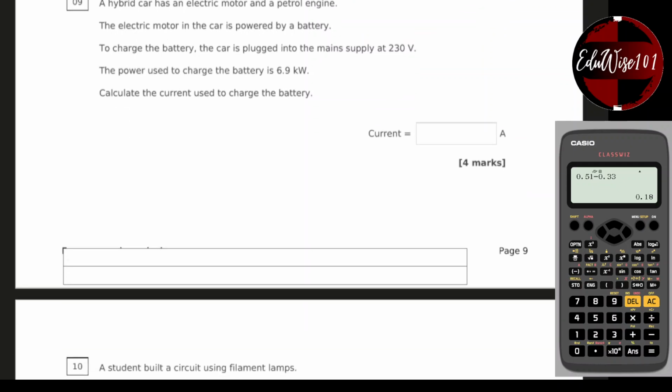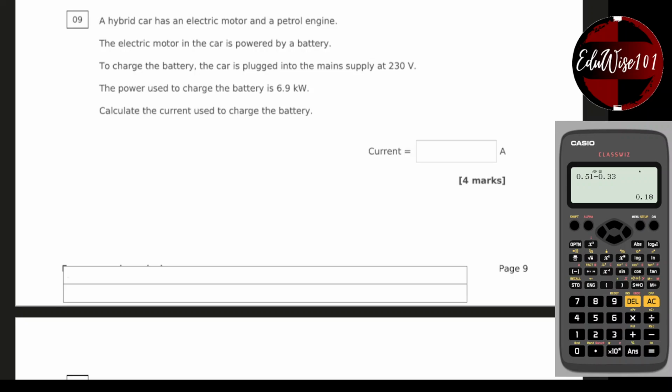Question number 9. A hybrid car has an electric motor and a petrol engine. The electric motor in the car is powered by a battery. To charge the battery, the car is plugged to the mains power supply of 230 volts. That's my potential difference. The power, which is P, used to charge the battery is 6.9 kilowatts. Calculate the current. Now 6.9 kilowatts needs to be changed to watts. So for that you would multiply that by, sorry, not 100, 1000.